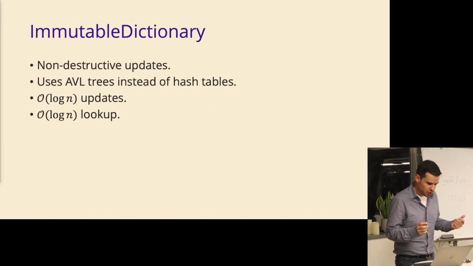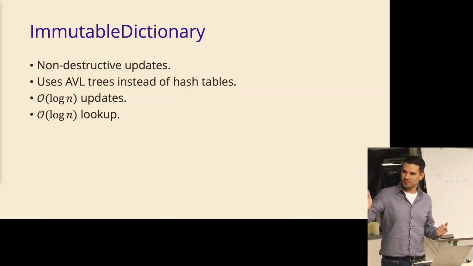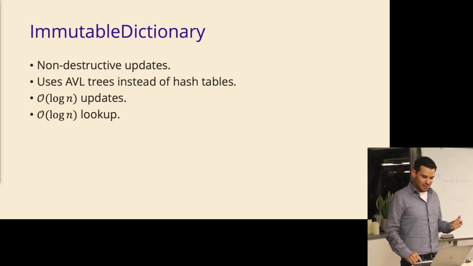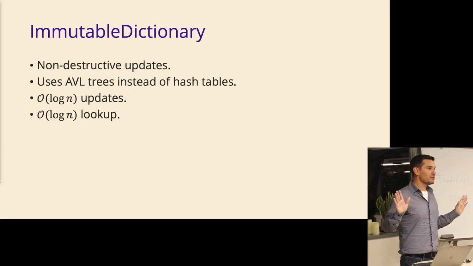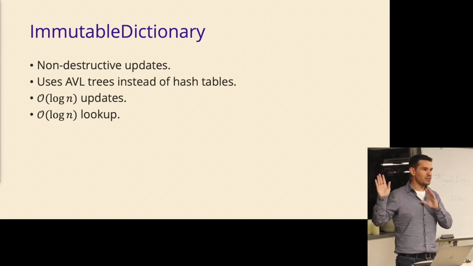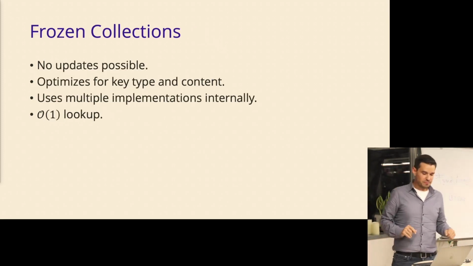Well, this slide pretty much recaps what I just said. But there you go. So this is what immutable dictionary looks like. Are there any questions about immutable dictionary, non-destructive updates? Cool. So frozen collections then.